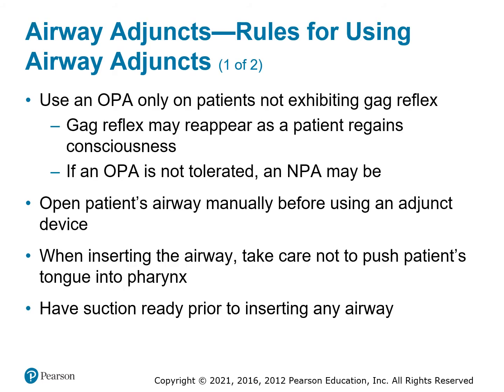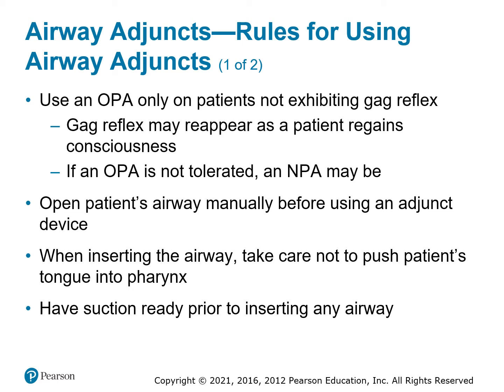OPA is only used on unresponsive patients with no gag reflex. If you put it in a patient with a gag reflex, they vomit, and that doesn't do well for your airway. So we need to make sure that they don't have a gag reflex. If you put it in, be very careful and watch them. If they gag, you pull it right back out. If they do have a gag reflex from an oral airway, there's a possibility that an NPA would work. So keep that in the back of your mind. If one doesn't work, the other one may be a possibility for us.